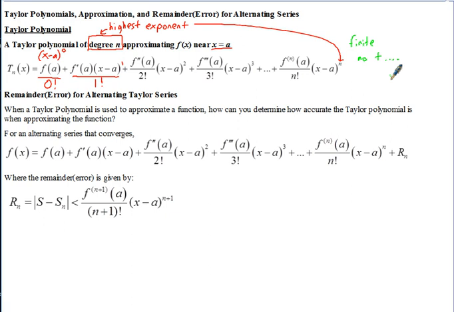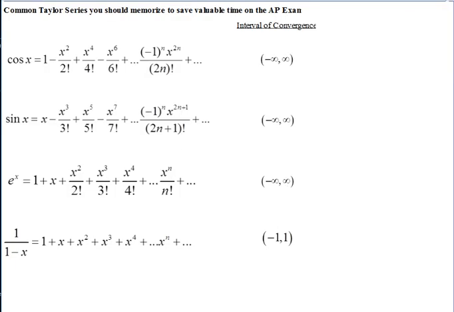of a function. All right, so we'll come back to this remainder error for alternating series when we are asked about that concept. So let's take a look at the first example. Again, remember these are the ones we're going to be modifying. The Taylor series you want to make sure you memorize for the AP exam.